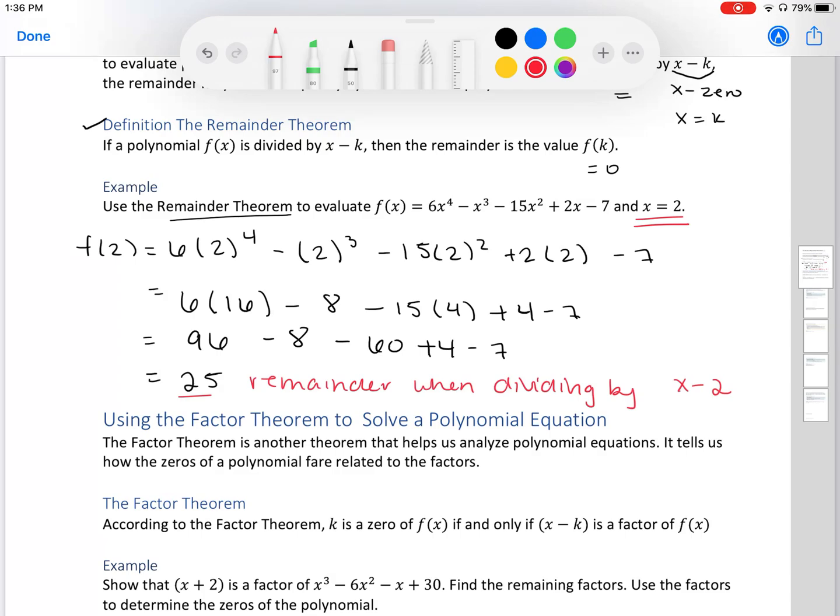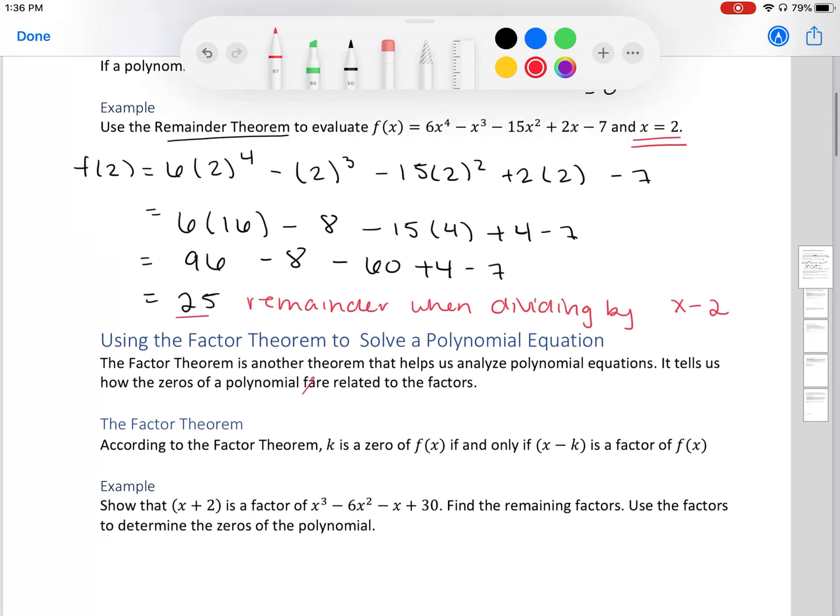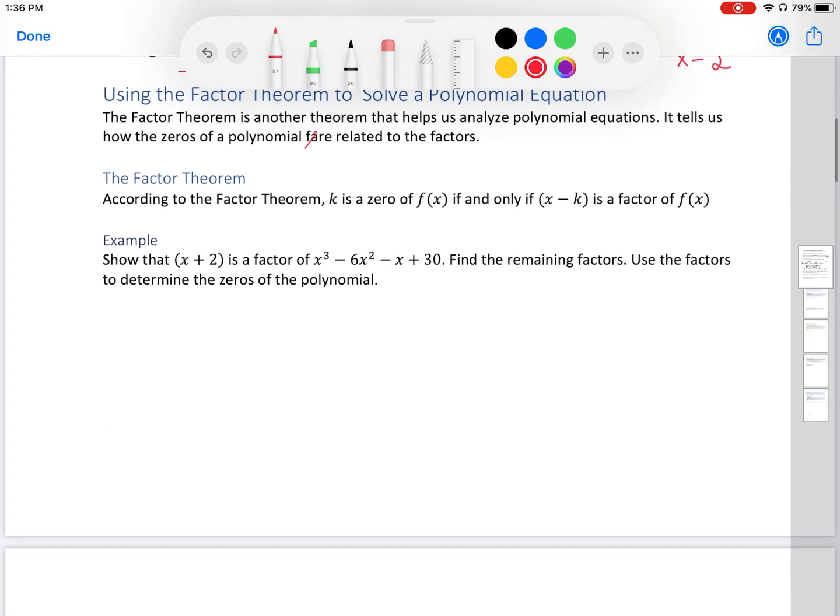Moving forward. Using the factor theorem to solve polynomial equations. The factor theorem is another theorem that helps us analyze polynomial equations. It tells us how zeros of polynomials are related to the factors. According to the factor theorem, k is a zero of f of x if and only if x minus k is a factor of f of x.